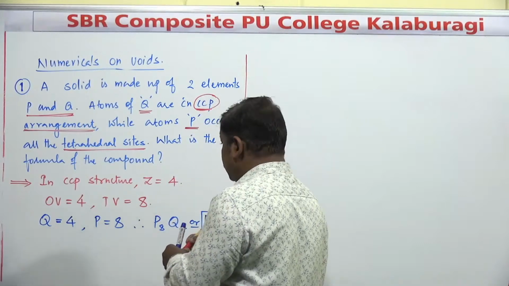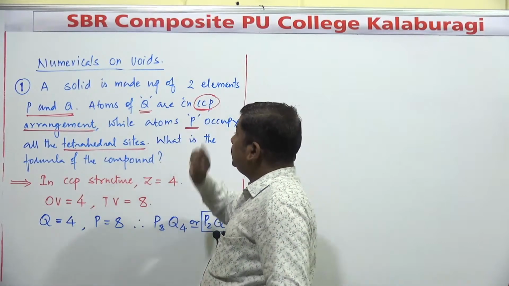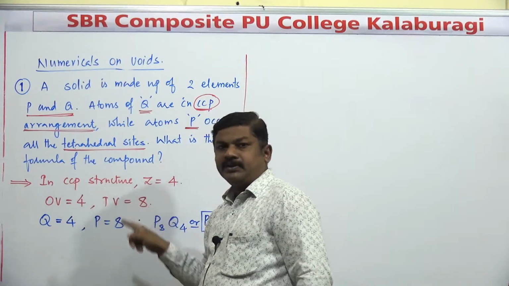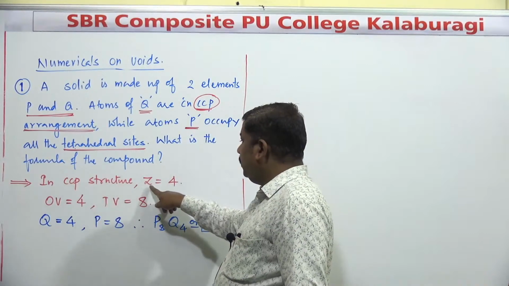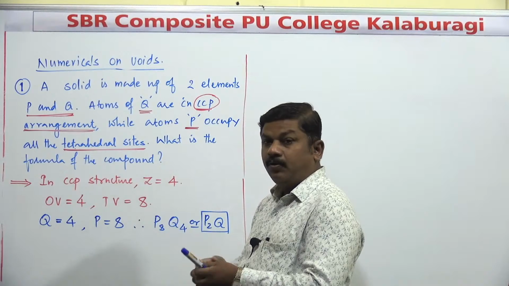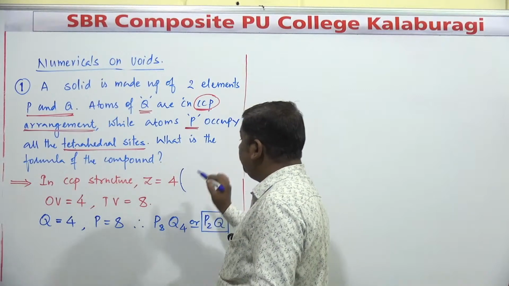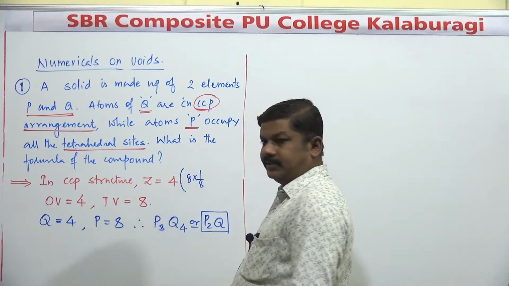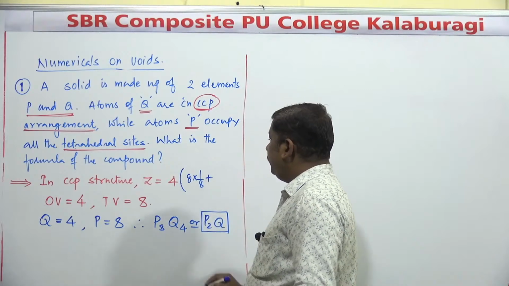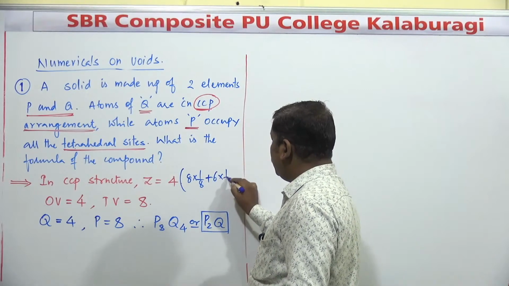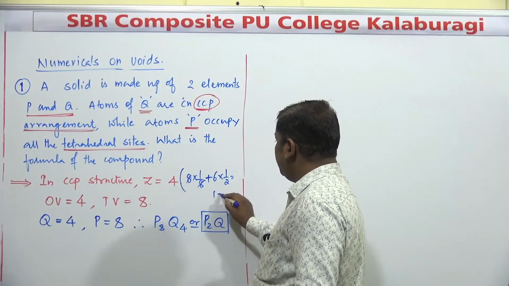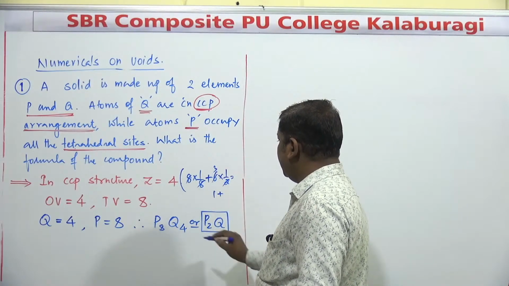Is it clear? Once again, the given structure is the CCP structure. In case of CCP, which is similar to the FCC arrangement, the effective number of atoms is equal to 4. How is it 4? Once again, I'll explain. 8 into 1 by 8, this is for corners, plus, how many face centers will be there? 6 into 1 by 2. This is equal to 8 into 1 by 8, which is 1, plus 2 into, this is 3.